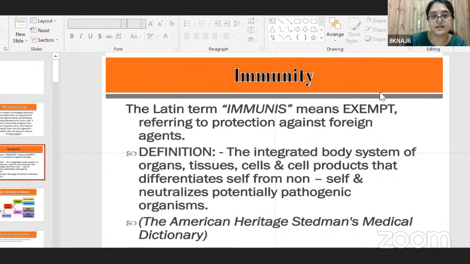Immunus means exempt, and refers to foreign agents. As for the definition, it is the integrated body system of organs, tissues, and cell products that helps you distinguish between non-self and self, and whatever is non-self should be neutralized, be it pathogenic organisms or any foreign body for that matter. This is the definition from the American Heritage dictionary. Stedman's Medical Dictionary has given this particular definition for the immune system.